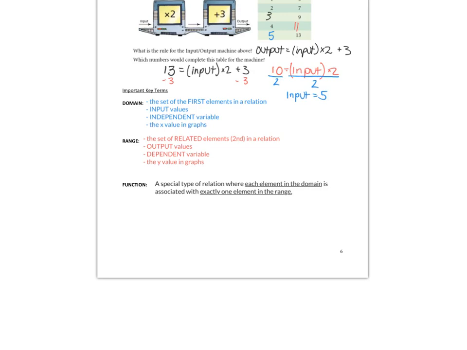So in our example above, our domain is, again, a set. So we're going to use our brackets here. And the values we could have in our input, again, also known as our domain, is 1, 2, 3, 4, and 5. Okay. Our range is the set of related elements. So the output values, we also call them the dependent value. They depend on our independent one. And they are the y value in graphs. So in our example above, the range was 5, 7, 9, 11, and 13.